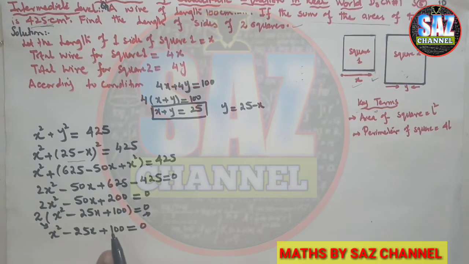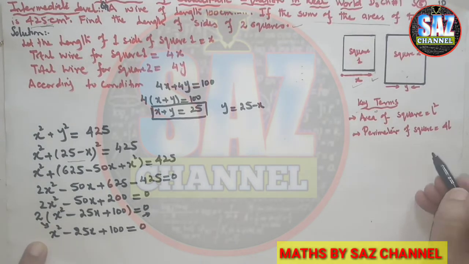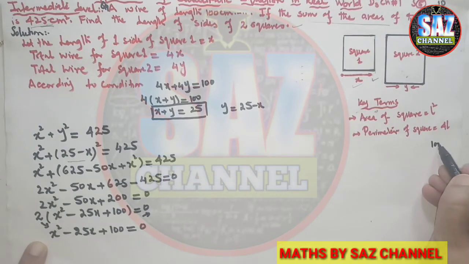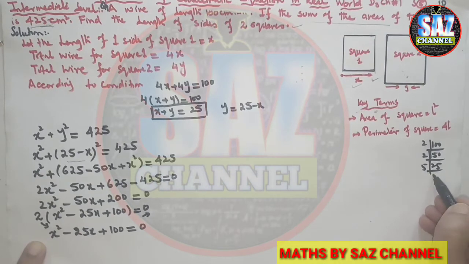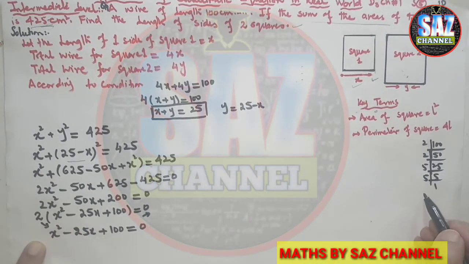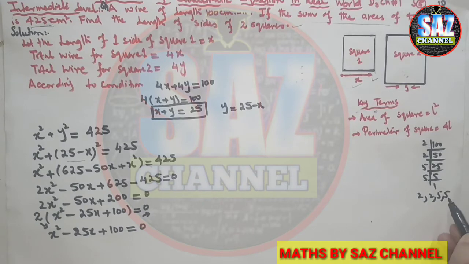If I look at the constant, that is 100, and multiply that 100 by the coefficient of x square, that will give me 100. Now make the prime factors of 100. 2 how many times? 50 times. 2 25 times. 5 times and 5 1 times. Now the factors that I am getting are 2, 2, 5, 5.